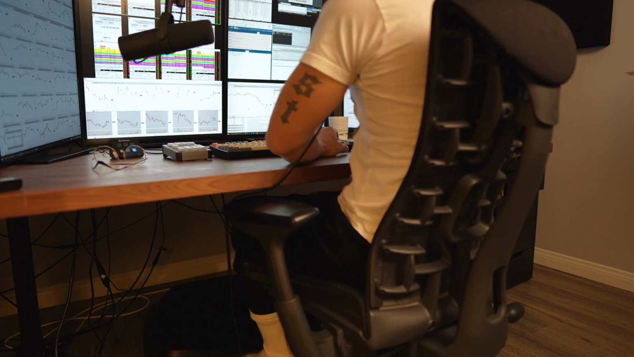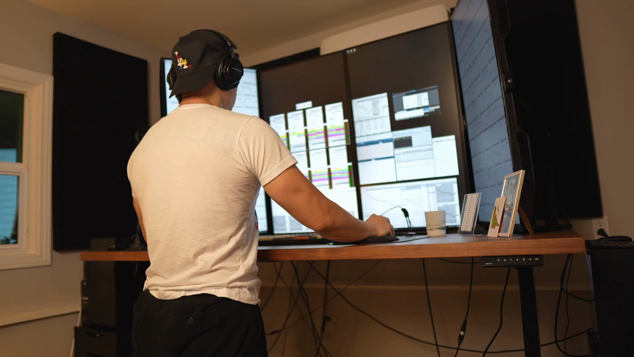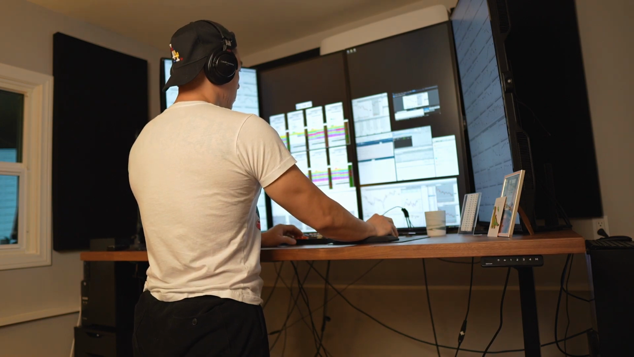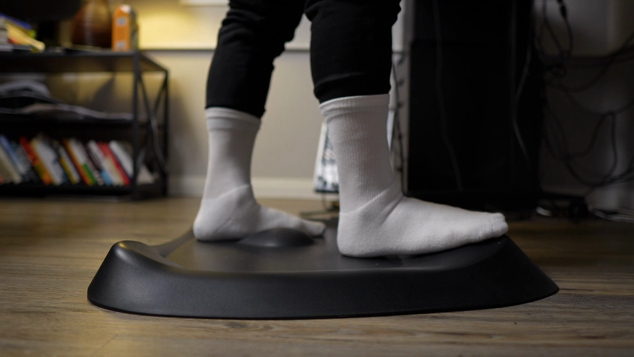So when I'm sitting, I use this Herman Miller Embody chair, but most of the time I like to trade standing up, so this allows me to switch back and forth. And when I'm standing, I like to use this standing mat, which helps reduce fatigue.